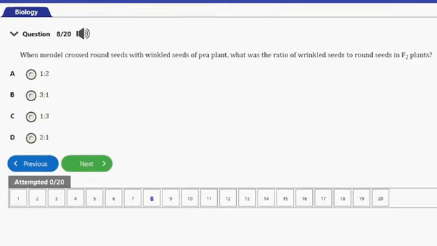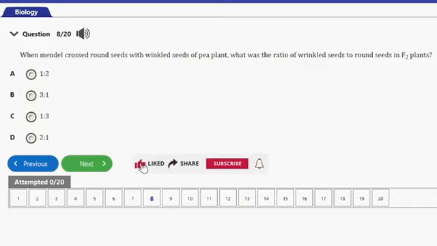Question number 8. It says when Mendel crossed round seeds with wrinkled seeds of pea plant, what was the ratio of wrinkled seeds to round seeds in F2 generation? So guys, we have here option A 1:2, option B 3:1, option C 1:3, option D 2:1. So guys, the answer to this question is option C, and that's 1:3.